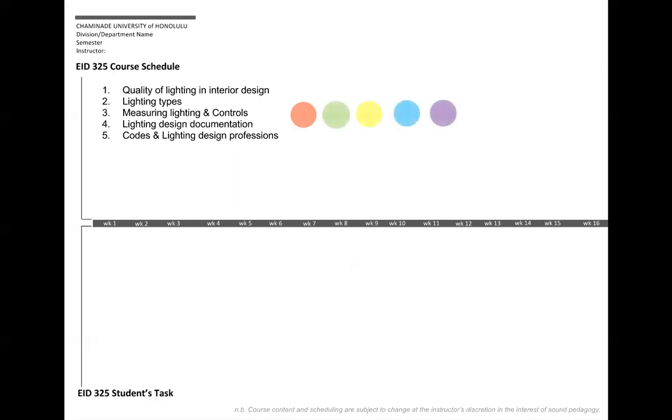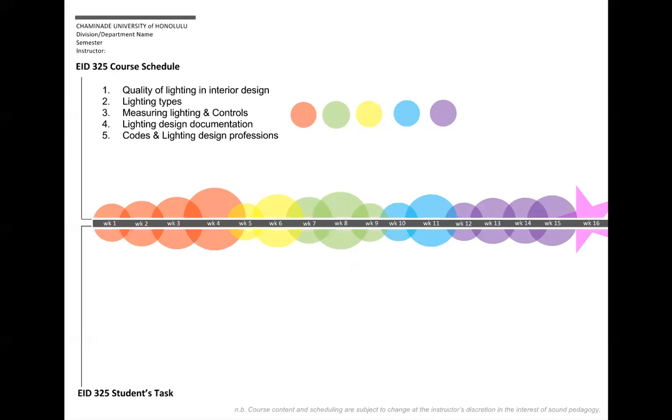For example, for the Environmental Interior Design 325 Introduction to Lighting Design course, it has 5 main learning topics. 1. Quality of lighting in interior design. 2. Lighting types. 3. Measuring lighting and controls. 4. Lighting design documentation. 5. Codes and lighting design professions. Based on that, I have a 5 color set.